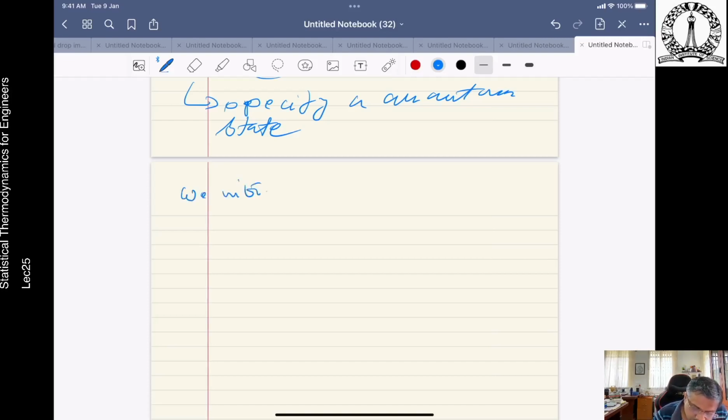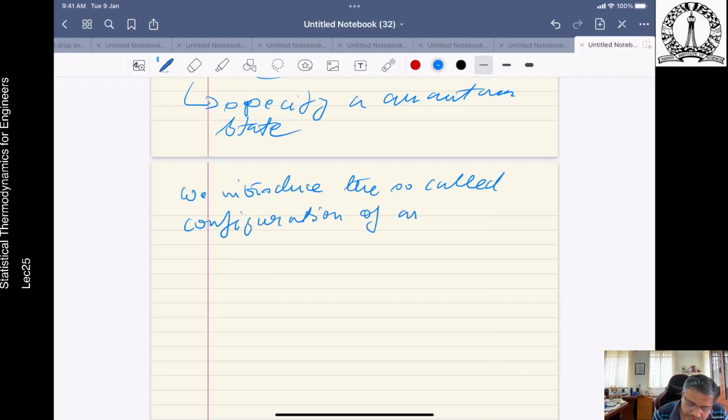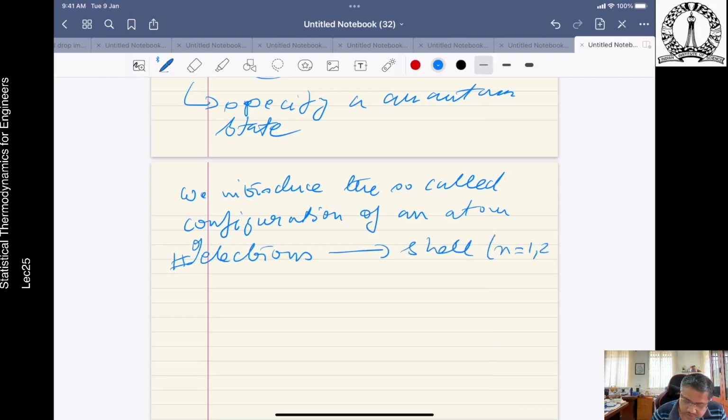The configuration of an atom is a convenient way of stating the number of electrons occupying each shell and subshell. The shell is basically n equal to 1, 2, etc., and the corresponding subshell is L equal to 0, 1, 2, and so on, of a multi-electron system.